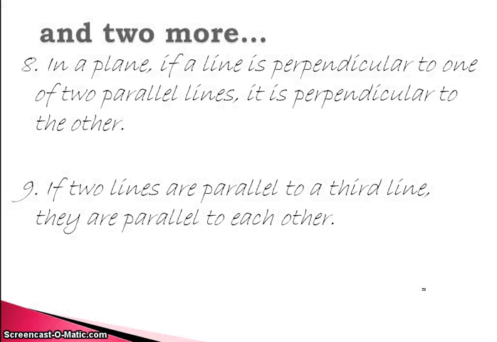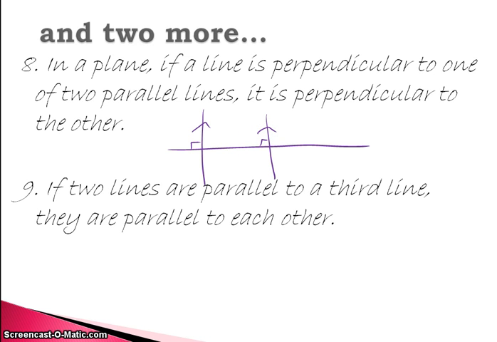And then two more ideas. In a plane, if a line is perpendicular to one of two parallel lines, it is perpendicular to the other. And this goes hand in hand with the idea that we saw in 5.2, that if two lines are each perpendicular to a third, then they are parallel to each other. So all this one is saying is that if we have a line perpendicular to one of two parallel lines, it's also going to be perpendicular to the other one.